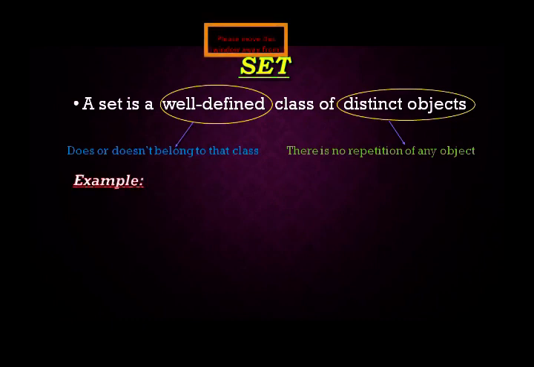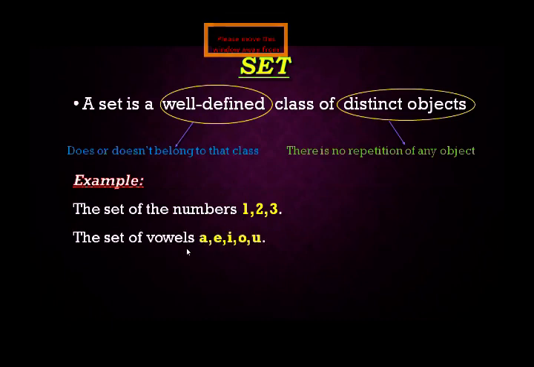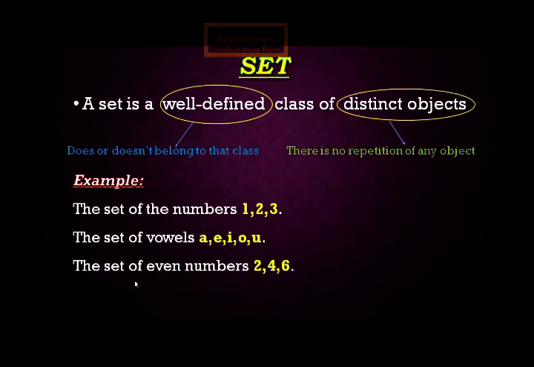Let's take some examples. The set of numbers. Here we have numbers 1, 2, 3. So this is a set of numbers. The set of vowels A, E, I, O, U. This is also a set. Set of even numbers 2, 4, 6, 8, 10, 12, and so on. So these all are sets. Sets could be vowels, even numbers, alphabets, whatever it will be. But always remember, sets should be well-defined and have distinct objects.